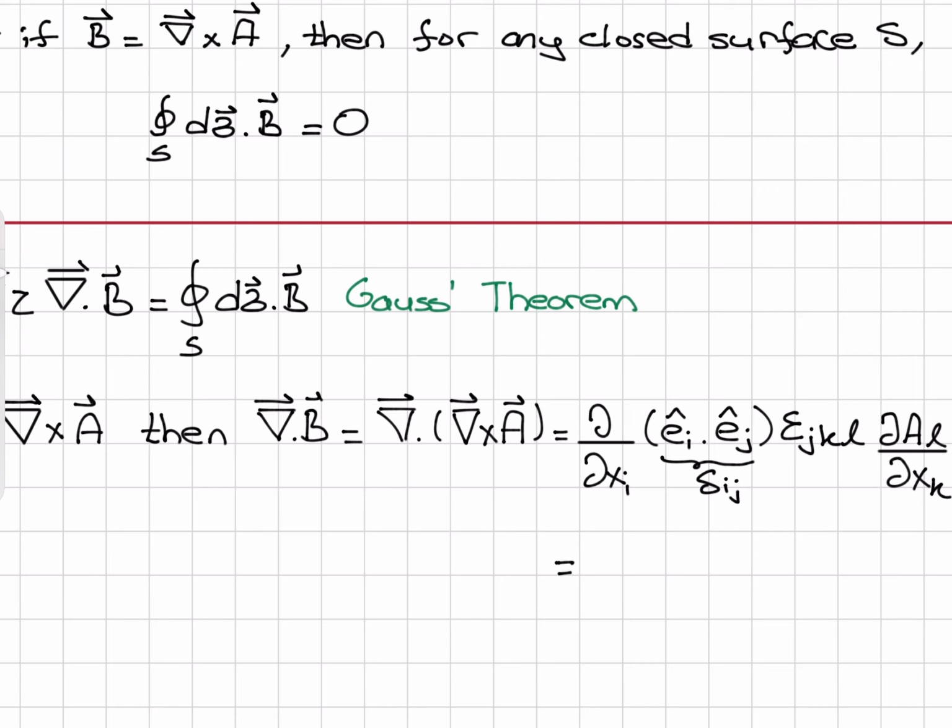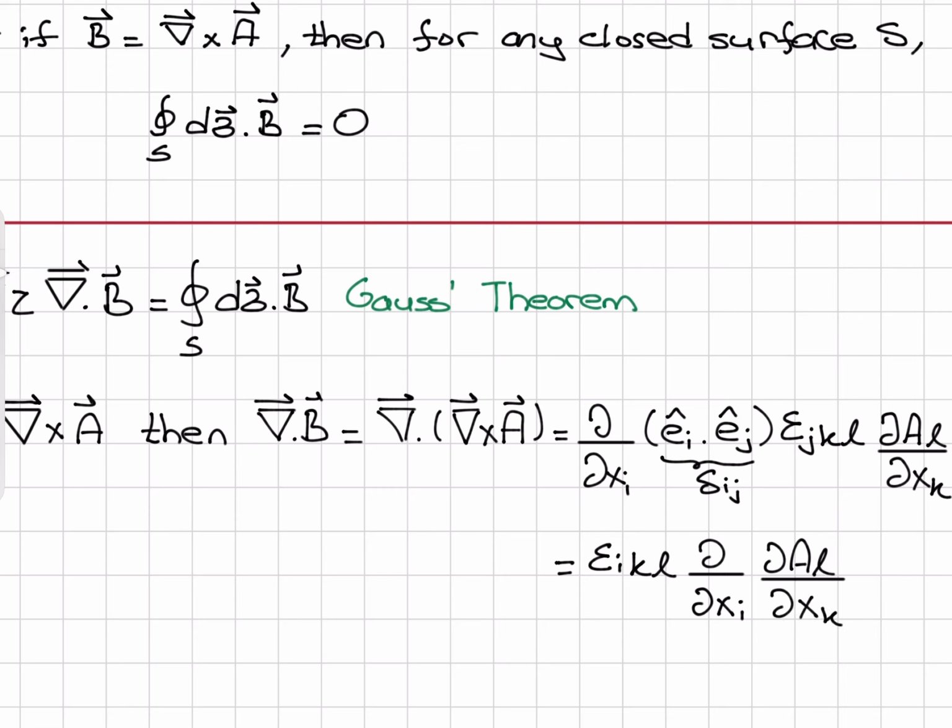So this will give us epsilon ikl del xi. Epsilon is a number, so it doesn't have to be here. You can take it up front. And we have del Al del xk.